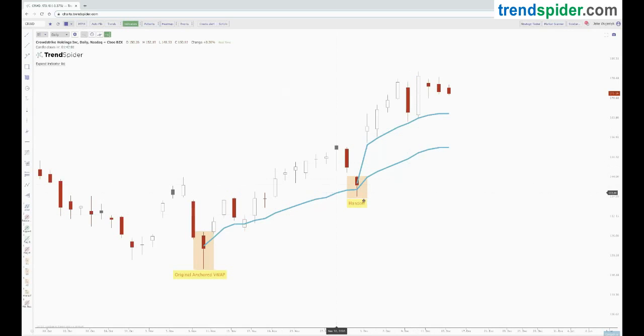But this is the last example I wanted to go over, where you just have your original anchored VWAP. This is the last time that the price tested this original VWAP, so we anchor this handoff here, and you can see how well price has respected this.